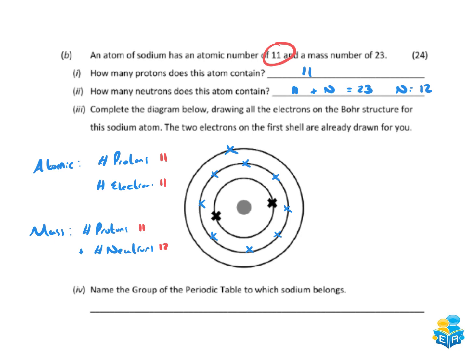Name the group of the periodic table to which sodium belongs. Now remember, this has 1 electron on its outer shell, so that means it's in group 1. If it had 2 electrons on its outer shell, it would be in group 2. If it had 3 electrons on its outer shell, it would be in group 3. But it only has 1, so it's in group 1. And the name of group 1 are the alkali metals. Okay, so that was another exam question then based on the Bohr structure.